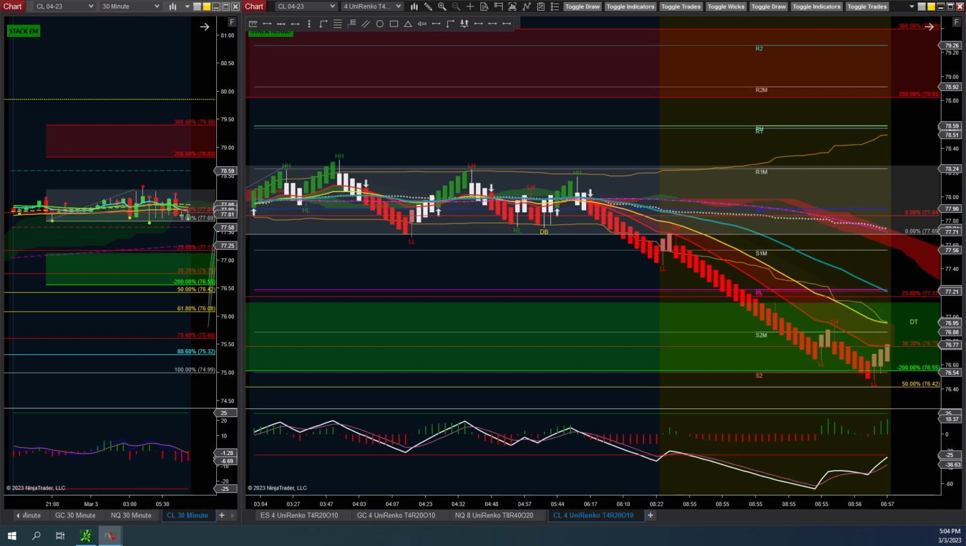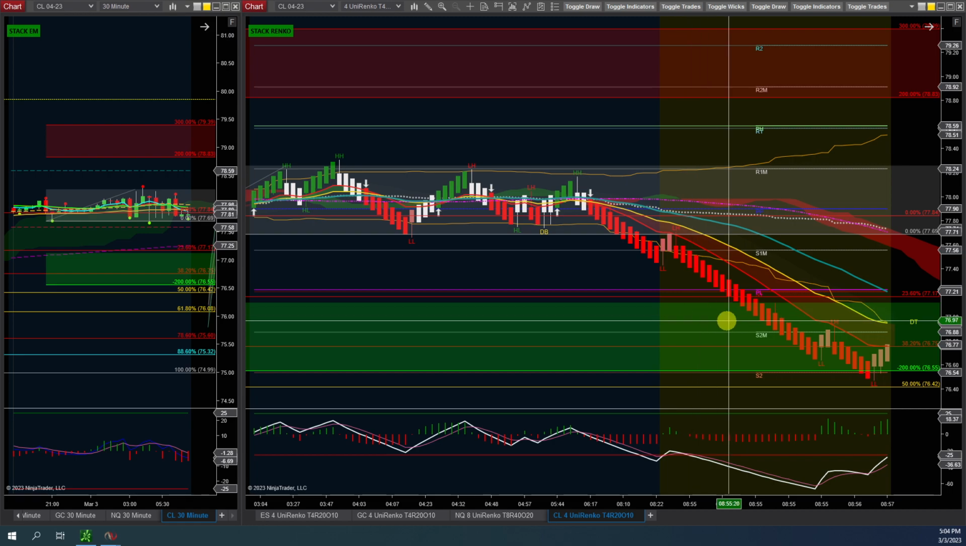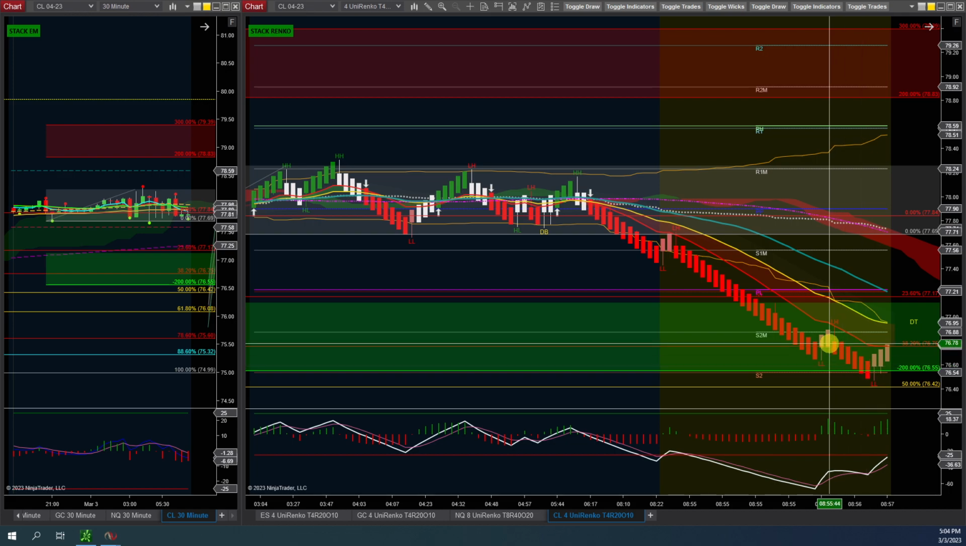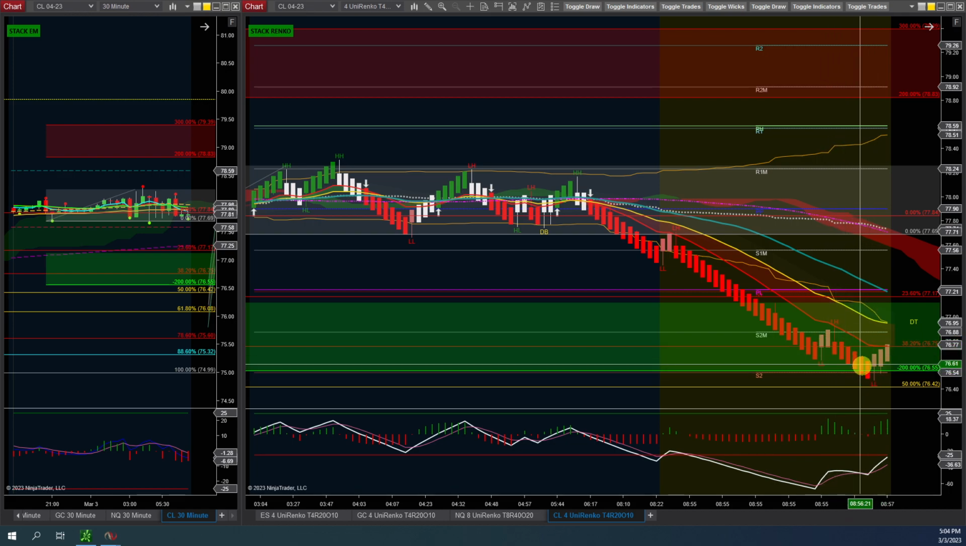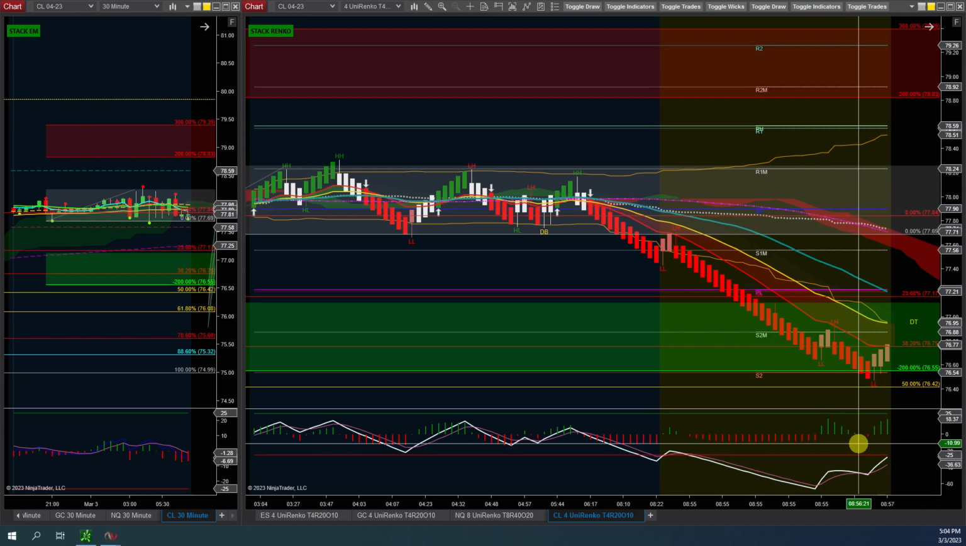Let me see if I can do something I forgot to do. Yeah, I'm going to put the cursor in yellow here, because that way it's easier for you to see what I'm pointing at. So right here I was saying that you do have a potential entry, but it's not ideal because the momentum is already overextended, the fast and slow line.